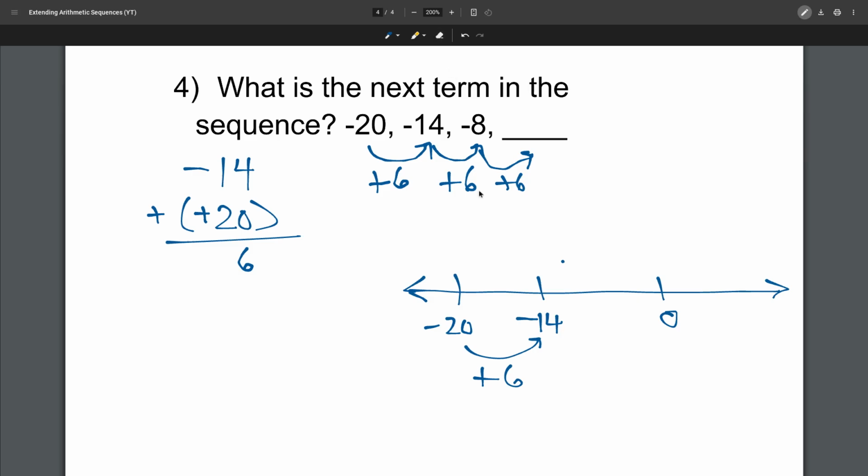So if we want to think about this via the number line, let's say we're at negative 8 here. This isn't really drawn to scale, but if we go plus 6, really we take 8 minus 6, it goes to 2, but it's negative 2. So we're at negative 2 there.